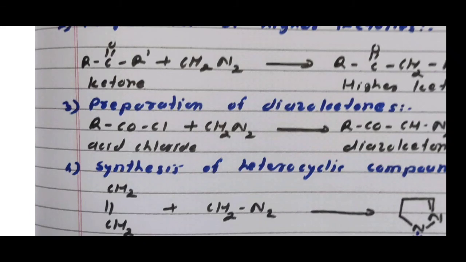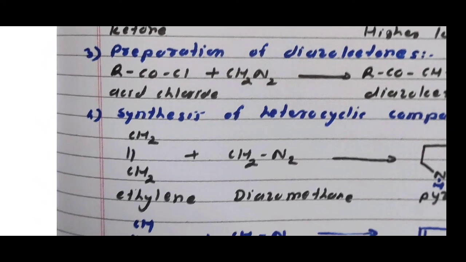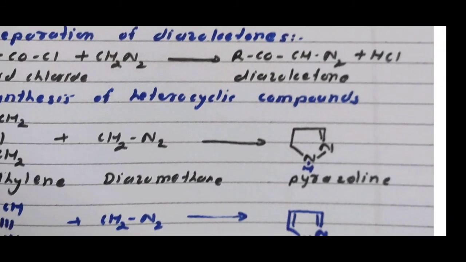Then application number 4 is the synthesis of heterocyclic compounds. Heterocyclic compounds means cyclic compounds containing one or more heteroatoms. The fourth application of diazomethane is the synthesis of heterocyclic compounds. Diazomethane condenses with ethylenic and acetylenic bonds to form heterocyclic compounds. I am taking first the example ethylene plus diazomethane CH2N2, forming pyrazoline, a 5-membered ring containing 2 nitrogen atoms. Therefore the name of this compound is pyrazoline.